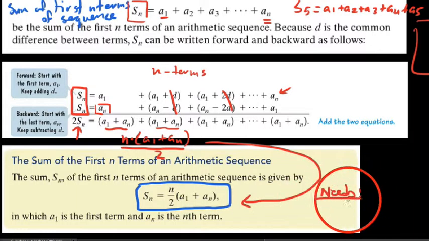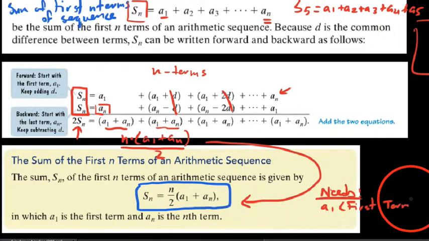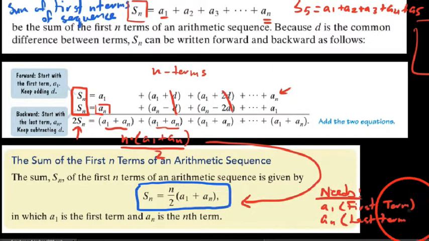Okay, these are the things we need to know here. So it seems we need to know our A1, or our first term. If you're not used to this yet, get used to it. We always need to know our first term. We also need to know An, I'm just going to write the last term in the sum. And then we say n is the number of terms being added together. If that's the first n terms, then that's the number of terms.